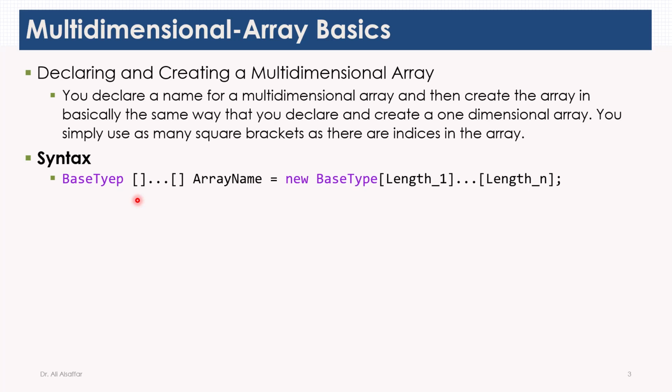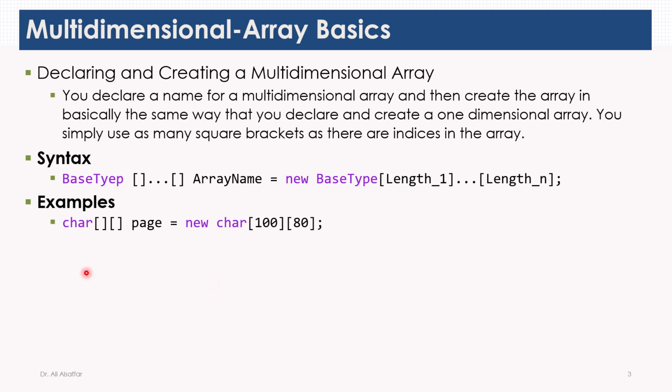If you have one, you just put one square bracket. If it is two, two square brackets. And for more, you just put as many square brackets as you want for the dimensions, followed by the array name, followed by equal, and here now you are creating the array. So you write new and the base type, and then you put the length for each dimension. So this is the length for the first dimension. You put the length for the second dimension until the size of the last dimension, which is n.